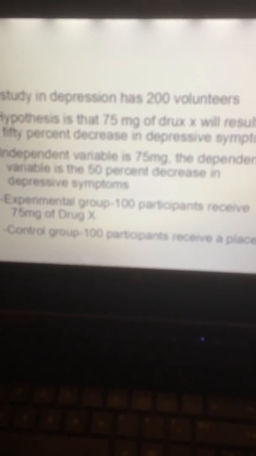So the independent variable is the drug. The dependent variable is the 50% decrease. Anytime you're talking about a behavior, that will always be the dependent variable. Okay? The experimental group has 100 participants who receive 75 milligrams of drug X. The control group is 100 participants who receive a placebo.